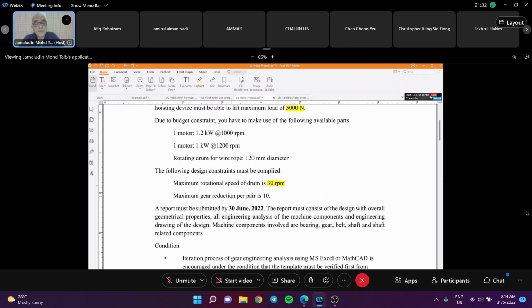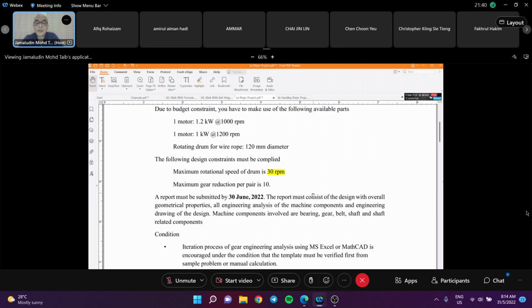A report must be submitted by 30th of June 2020. That is the last Saturday of the week. The report must consist of design of overall geometrical properties, all engineering analysis of the machine components, and drawing. It's not engineering drawing, it's mostly schematic drawing. Just schematic. I just corrected this one.